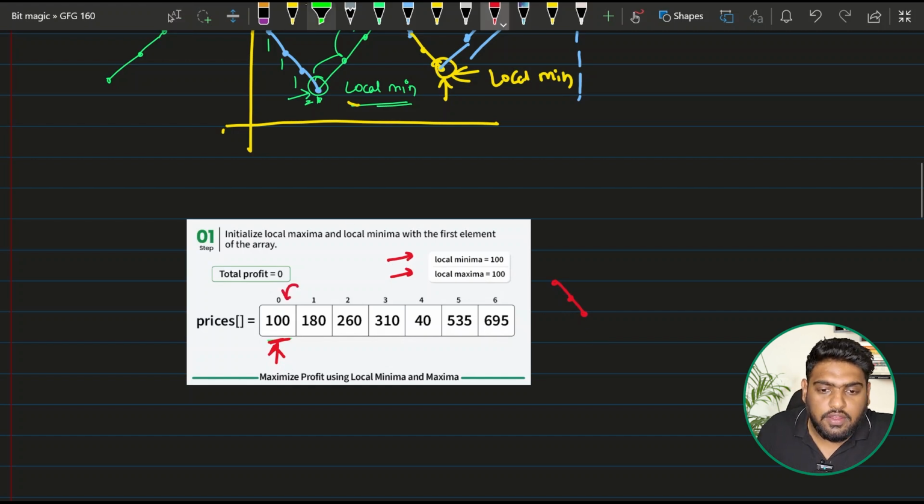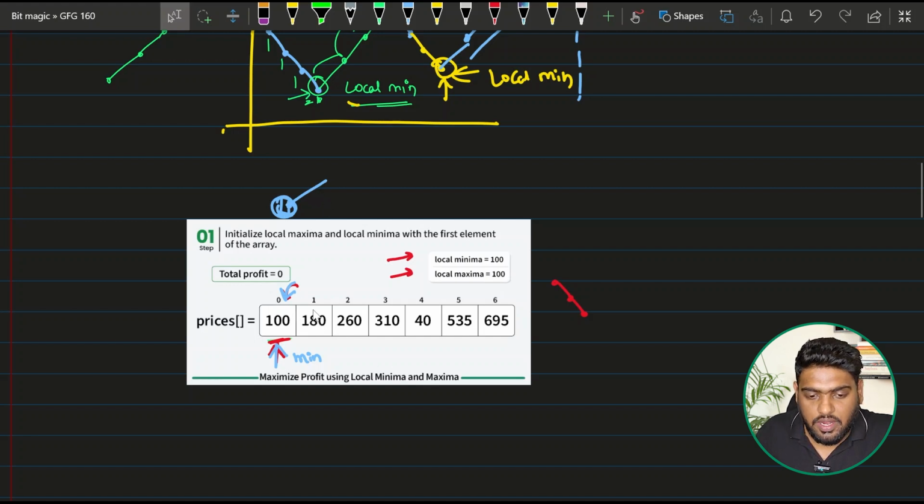But here, if you take a closer look, you can see that after 100 we receive 180. That means the values are going up from here. That signifies that the place I'm standing at would be considered the local minima. So once I've calculated my local minima, I would go for local maxima, and that will be calculated till my values are increasing.